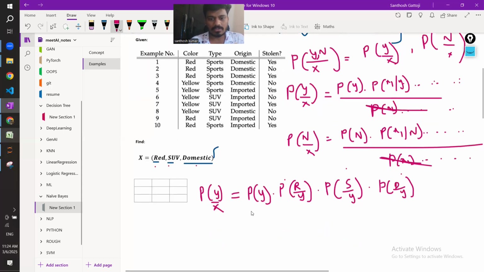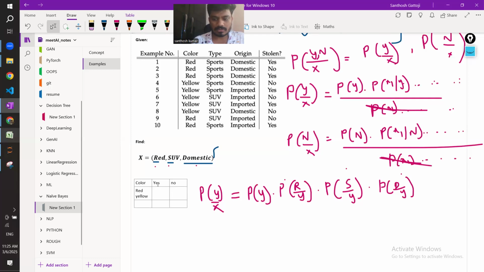Now first of all, with respect to red, it is color, right? So over here, this will become color, this will become yes, and this will become no. In color, how many colors do we have? One is red and one is yellow.